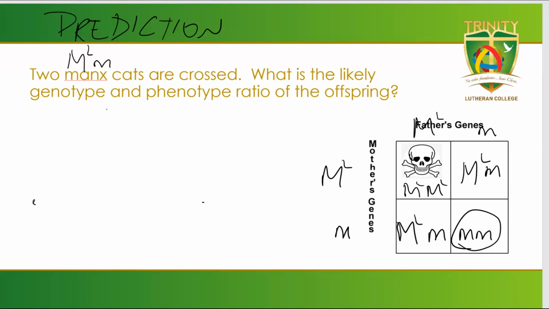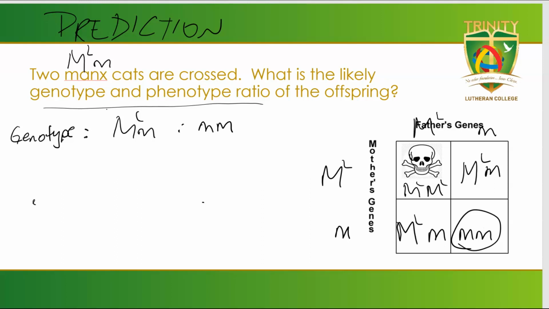Okay, what did our question ask us to do? What are the genotype and phenotype ratios? Okay, genotype. Well, we only have 2 genotypes being born here. The heterozygous form and the homozygous recessive form. And you get 2 heterozygous to 1 homozygous recessive. So that's your genotype ratio.